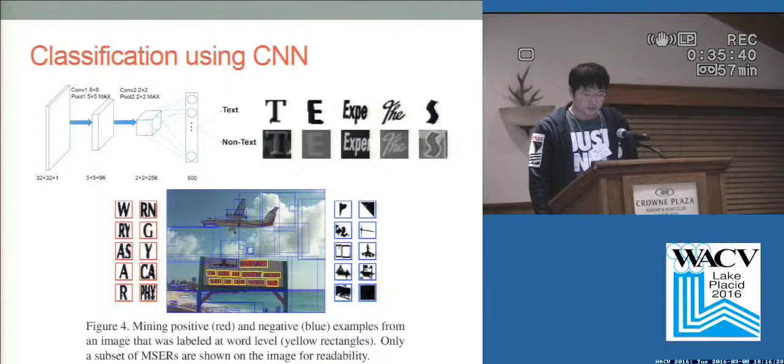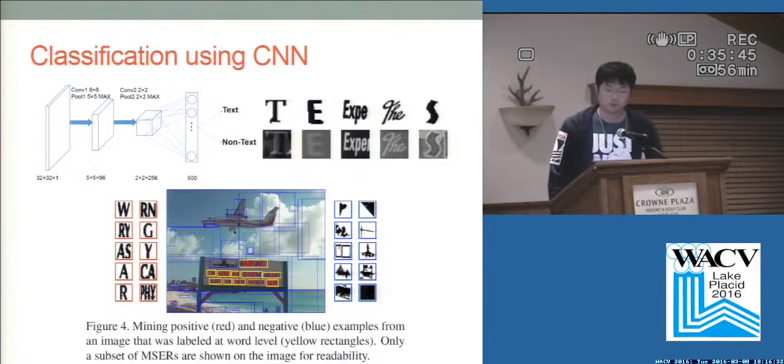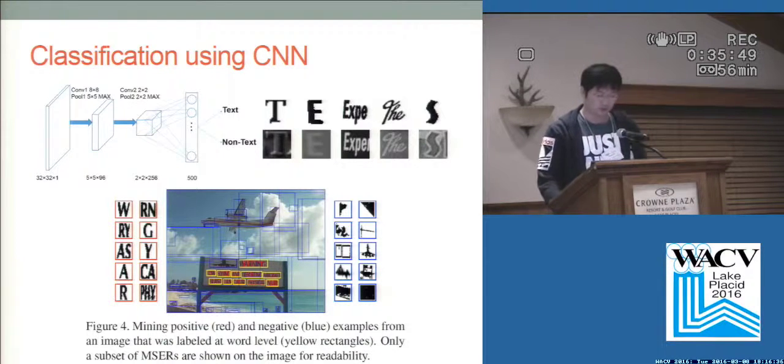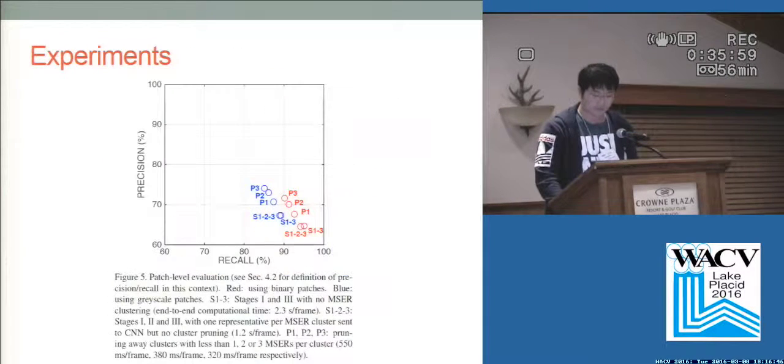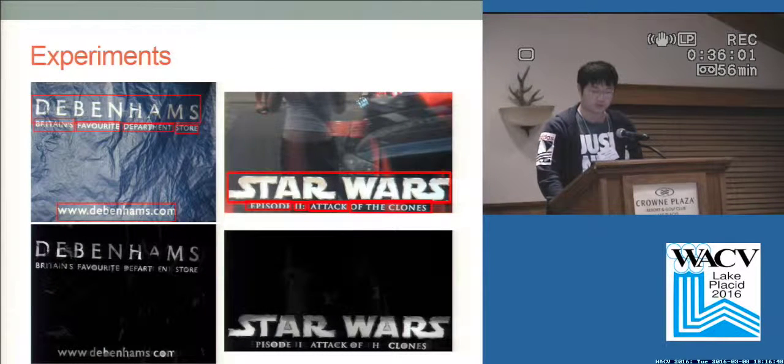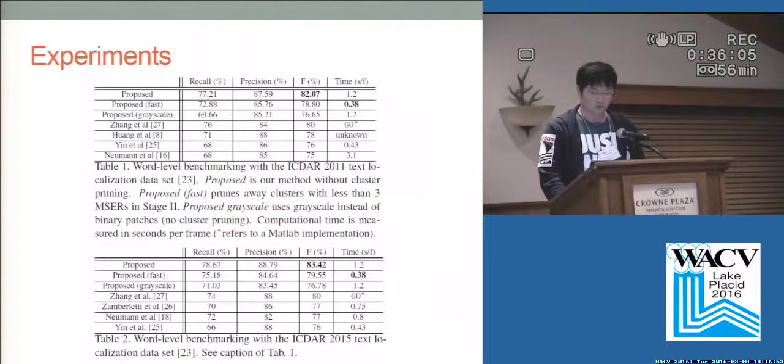Our CNN structure is a toy structure that only contains 2 convolution layers, and we find this good enough, with no need to go deeper. We also propose a new method to mine binary training samples from images with only word-level annotation. Here are some results, and the bottom row is the corresponding heat map we produced. We achieve state-of-the-art results on the benchmark while being reasonably fast.